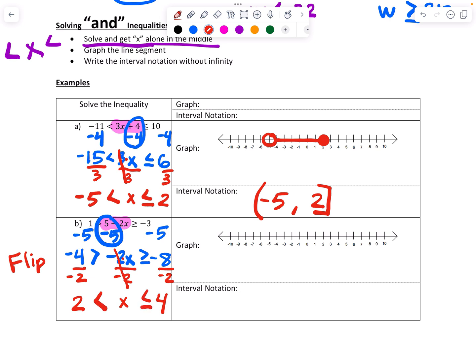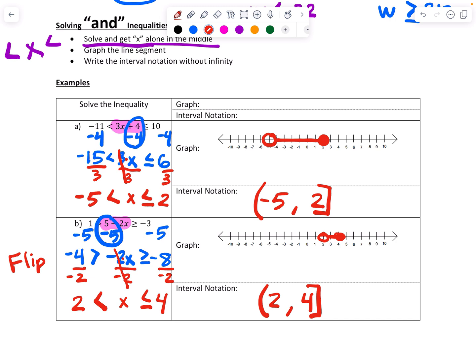And that's my solution. So I'm going to find 2 on my graph, open circle on the 2, because it was just a less than symbol by the 2, and find the 4, closed circle on the 4, everything between that. So when I write it in interval notation, I start at 2, I stop at 4, bracket on the 4 because it's included, parenthesis on the 2 because it's not.